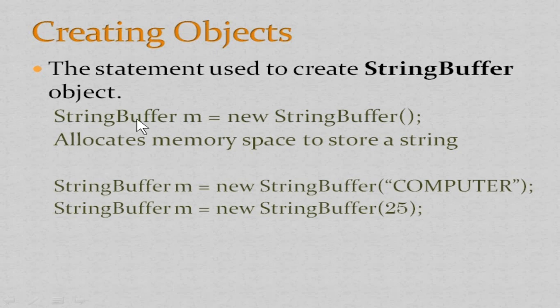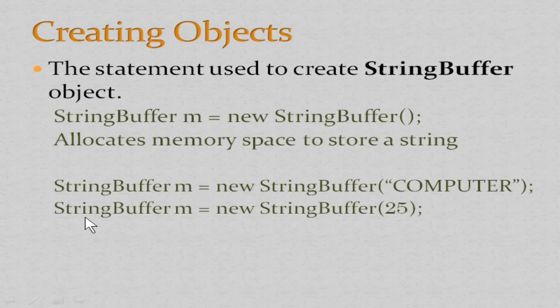You can notice here StringBuffer is used as a single word, and you can see capital S and capital B, that is a must. What happens is when you create this in a program, it will allot memory space to store the string. Say suppose you have a string which is got from the input. According to the length of the string, it will allot the memory space. Moreover, you can also store the value directly. So you can see StringBuffer m equal to new StringBuffer. Within parentheses, you can give the string within double quotes, so that according to the length of the string, it will automatically allot memory space.